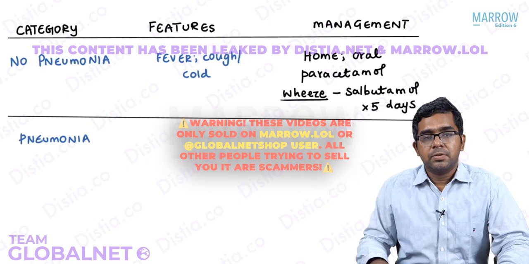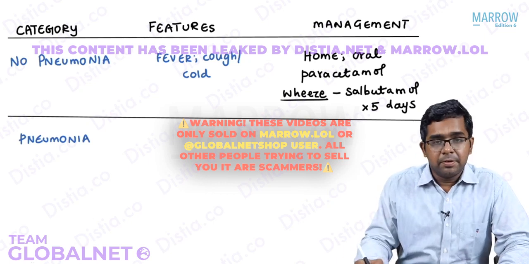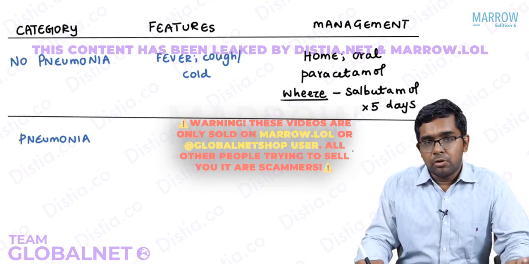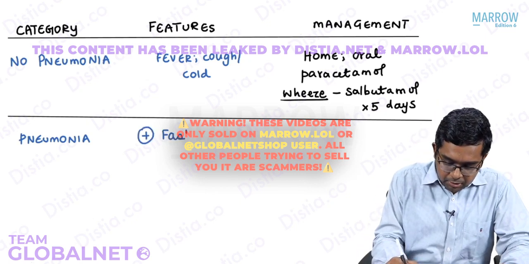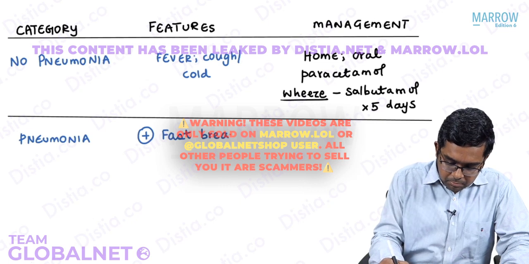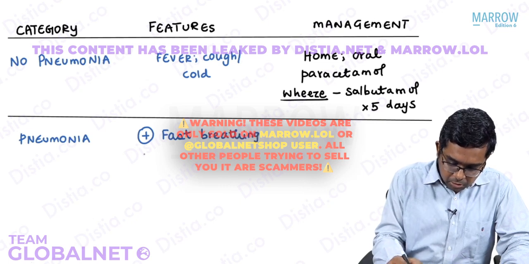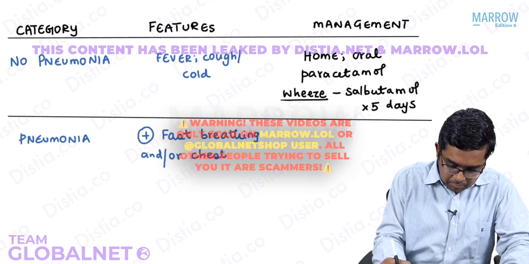The next category is called pneumonia, which is characterized by fever, cough or cold, but in addition you will have either fast breathing and or chest indrawing.